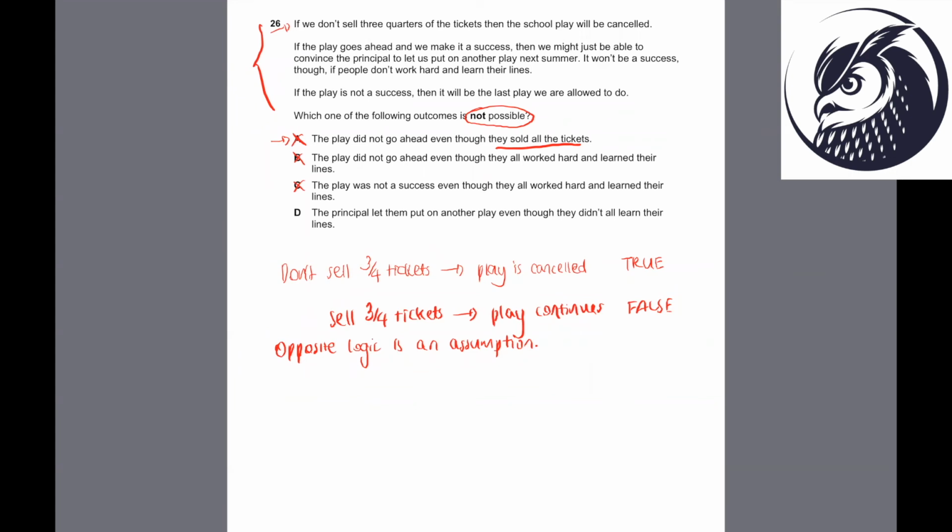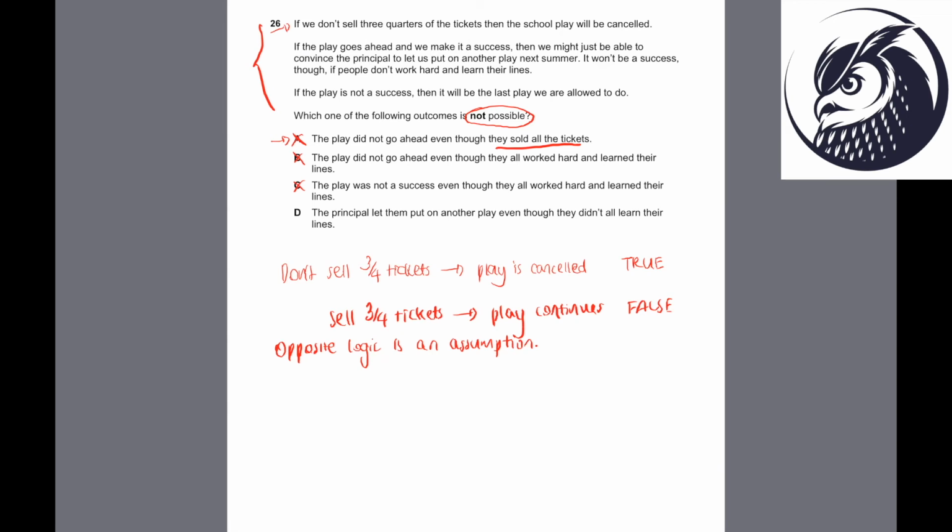Okay. Now you can actually apply the same opposite logic to B and C as well. Okay. And I won't go through those in detail, but I can tell you that the same logic can apply to those scenarios in B and C, and those outcomes would all be possible as well. Okay. And now let's just focus our attention on option D. Option D says the principal let them put on another play even though they didn't learn all their lines. Okay.